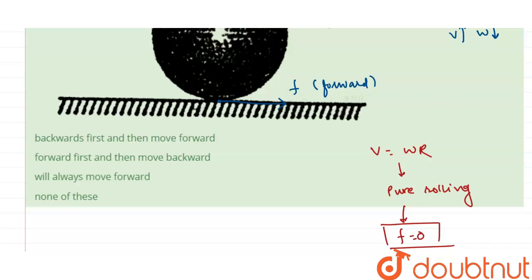Okay, so let's check the options. The first option is backward first and then move forward, so this is not the correct option. Second option, forward first and then move backward, so this is not the correct option. The third option, will always move forward, is the correct option because friction is always acting in the opposite direction of angular velocity and it gives velocity to the body, so the body moves in the same direction as the friction, and friction is acting in the forward direction. That means velocity is given to this body in the forward direction, and this body is always moving in the forward direction.